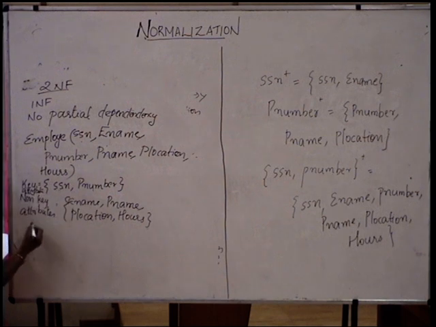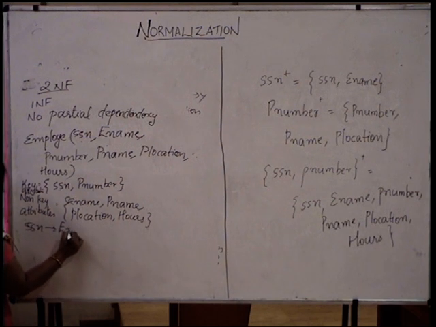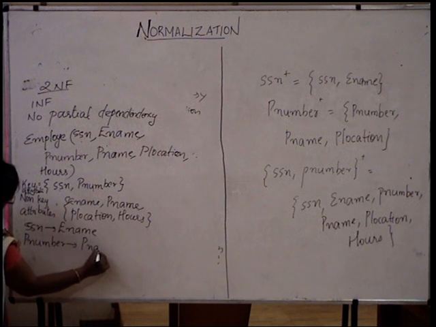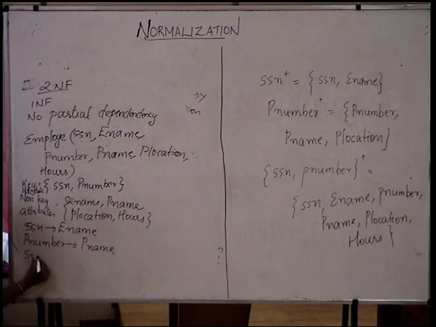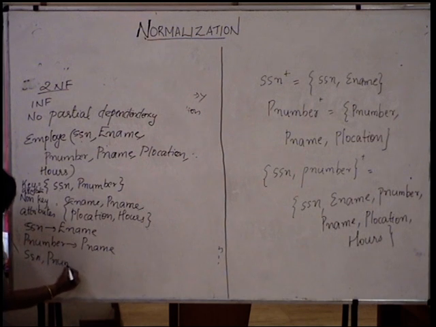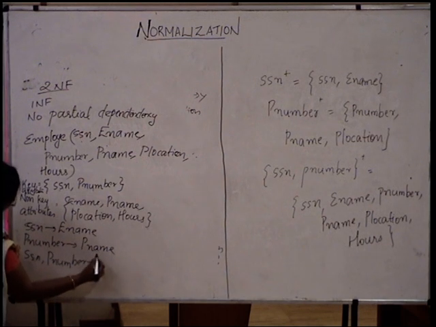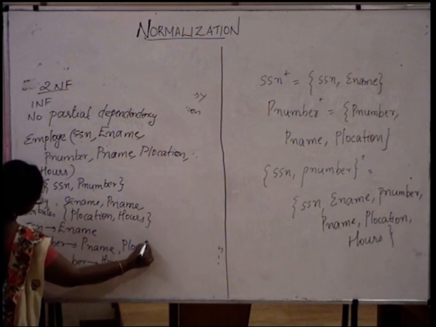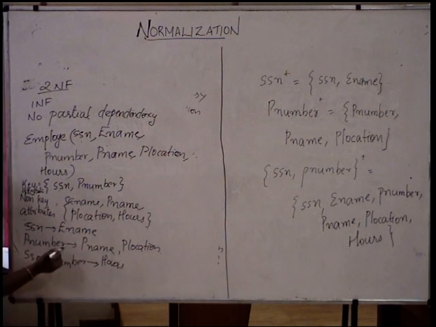Here the functional dependencies given are SSN implies E name, P number implies P name, SSN P number implies hours, and one more, P number implies P name, P location.